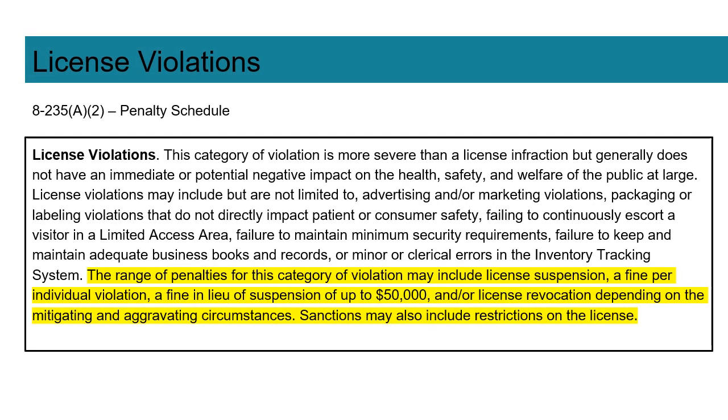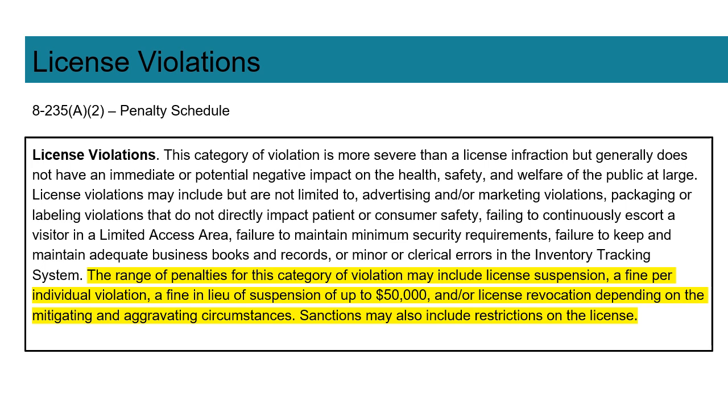License violations. 8-235A2 Penalty Schedule. License violations. This category of violation is more severe than a license infraction, but generally does not have an immediate or potential negative impact on the health, safety, and welfare of the public at large.